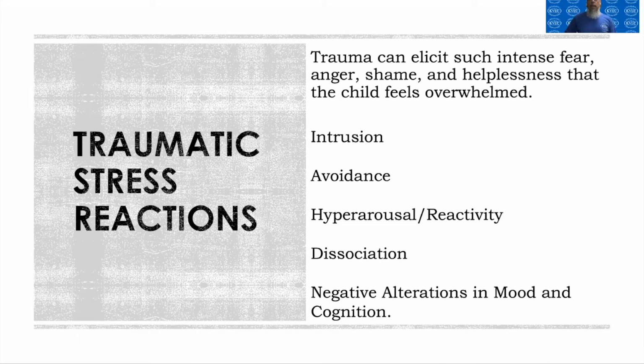And then we have negative alterations in mood and cognition. Maybe a persistently bad mood, a difficulty experiencing positive emotions. They may have a decreased interest in things that they were interested in before, and then always thinking bad things are going to happen. So just remember that these are intense feelings of anger, shame, helplessness, and the child feels overwhelmed by these traumatic stress reminders.